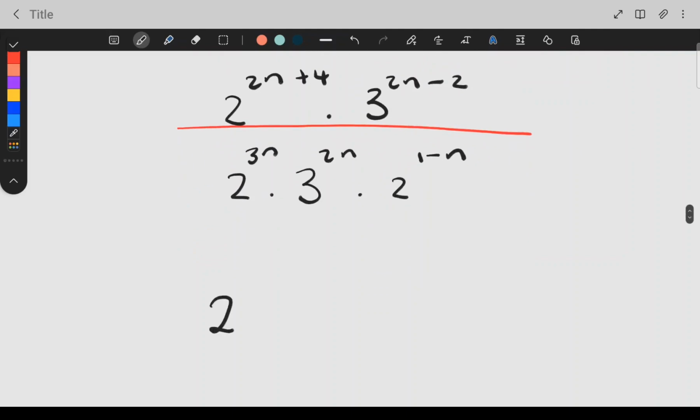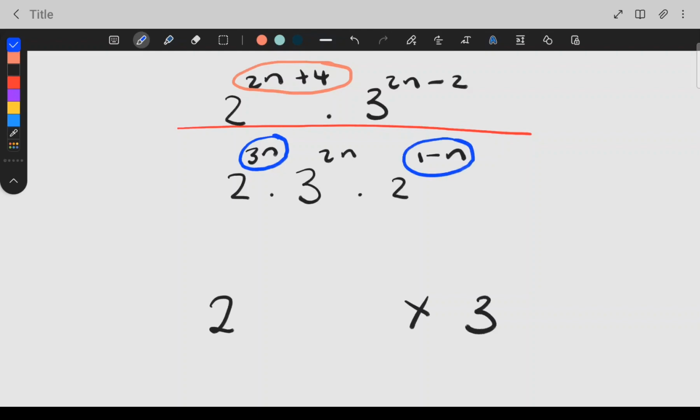Now, I'm going to write the bases down. So there's a base of 2, and then there's a base of 3. If the power is on top, like here, in the numerator, the sign of that power stays the same. But if, like here, we have another 2 in the denominator, I'm just going to change the signs. So on top, I'm going to have 2n plus 4. It stays the same. But this positive 3n is now a negative 3n. And this positive 1 is a minus 1. And that minus n is a plus n.